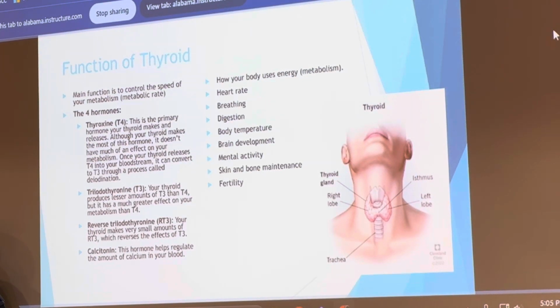So for hypo, it'll be the opposite. I have an elevated TSH because my thyroid is doing nothing. I'm trying to make it work. And I have little to no T3 and T4. And that's how those will be diagnosed.